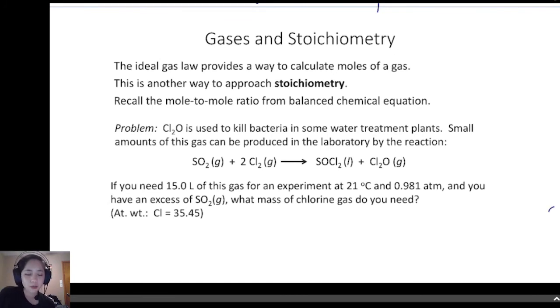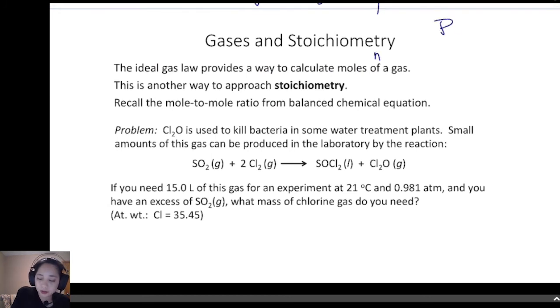So now this last part is putting everything together and applying our gas laws using stoichiometry from the earlier chapters. How can we apply gases to balanced reactions that have gases in the balanced equation? It's pretty straightforward because the ideal gas law gives us a way to calculate moles.